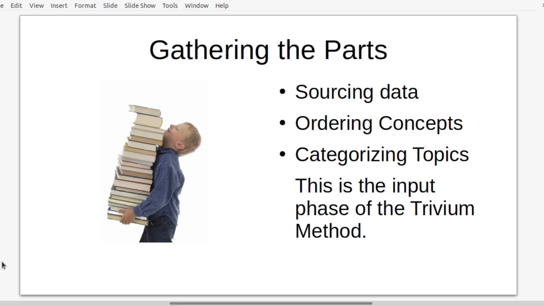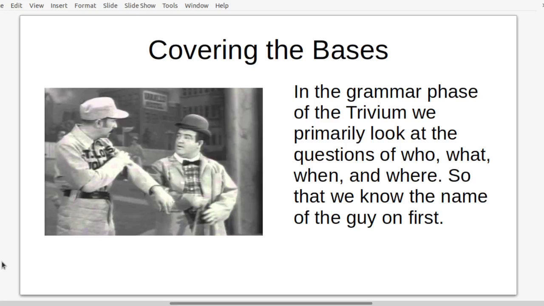So, the available knowledge has to be gathered up. We're taking in all of the parts, sourcing data, ordering concepts, and categorizing topics. This is the input phase of the Trivium where you just look at everything before doing any judging or discernment aspects of the method. So we're going to be covering the bases in this.